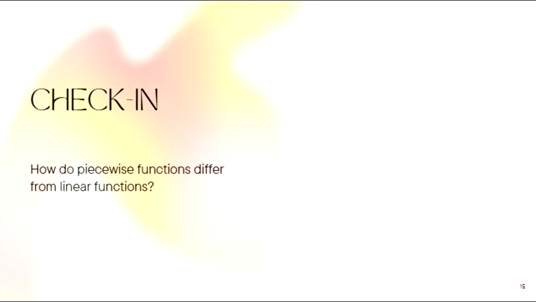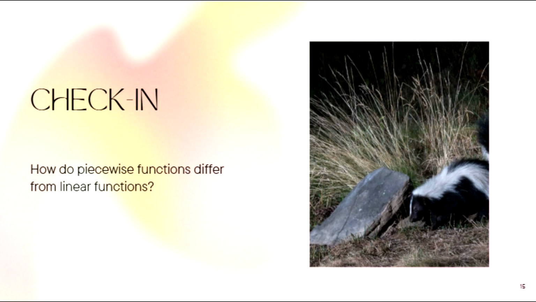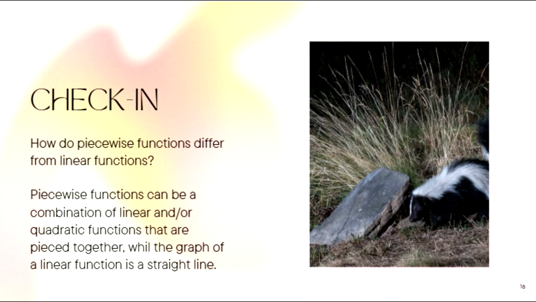Let's move on. Here's a check-in. How do piecewise functions differ from linear functions? Piecewise functions can be a combination of linear and/or quadratic functions that are pieced together, while the graph of a linear function is a straight line. So piecewise functions have different sections with different slopes, and a linear function is just one straight line.